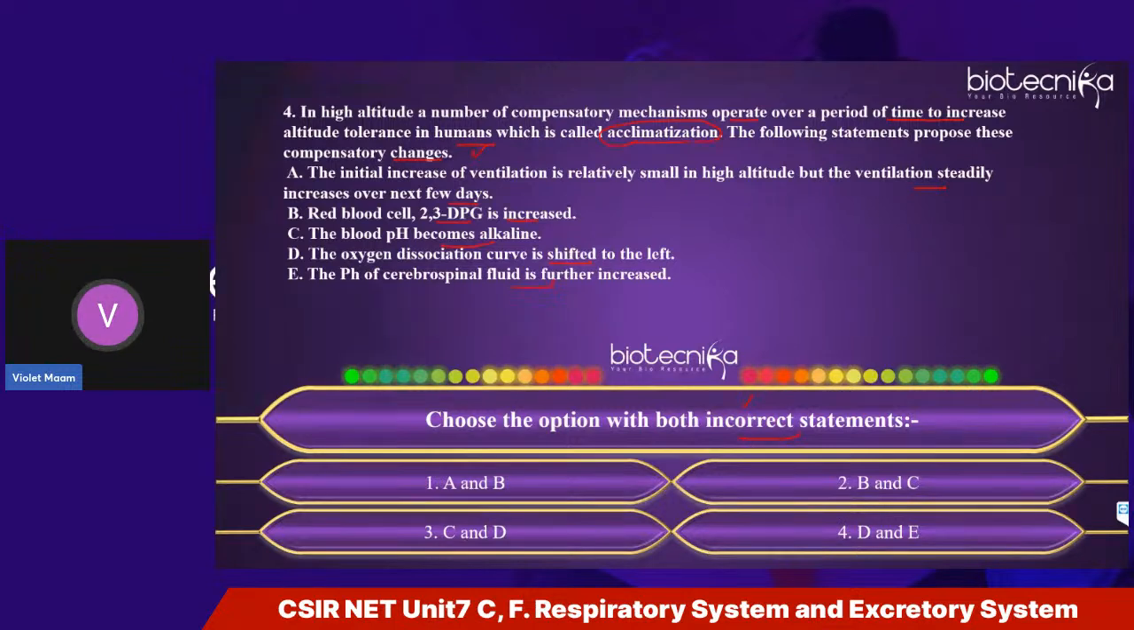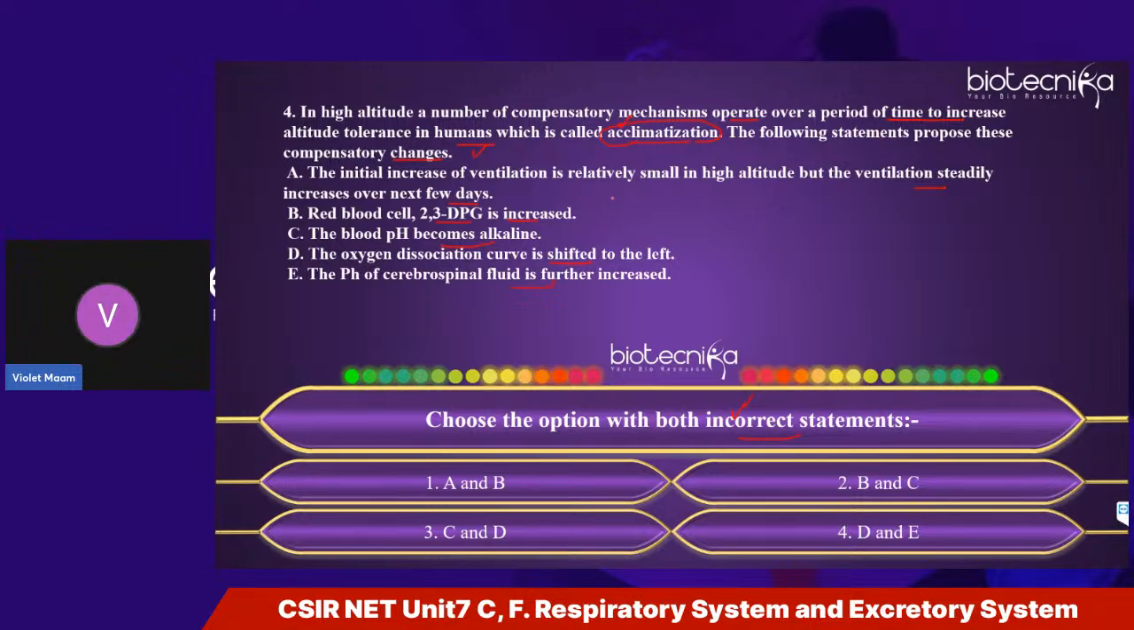So just remember, you have to select the incorrect statements. How does our body get acclimatized when we go to higher altitudes? It is related to your respiration. What all changes occur in the respiratory system? About the oxygen dissociation curve, we already have an idea.